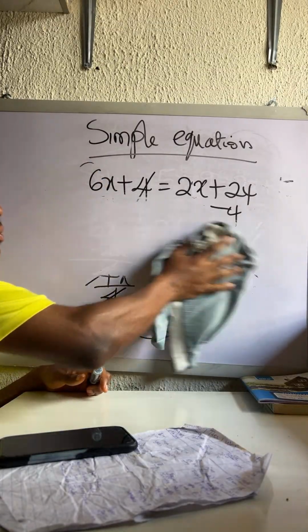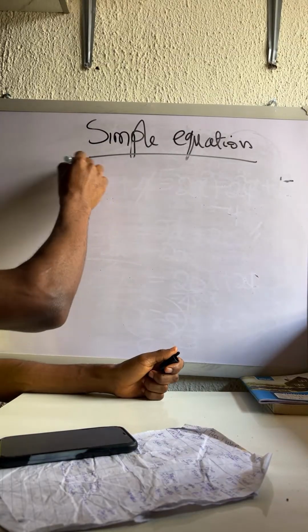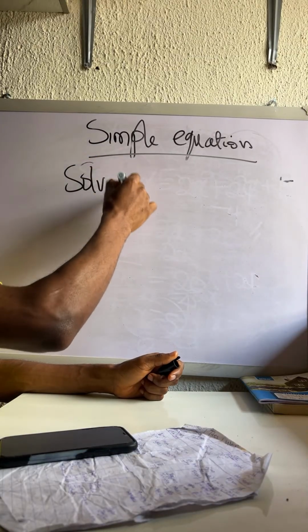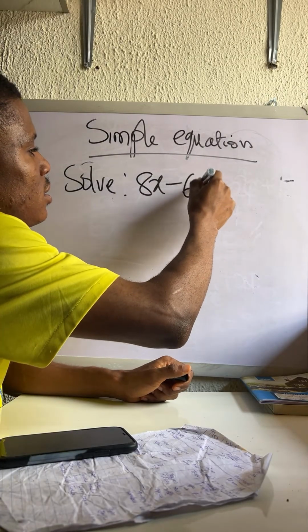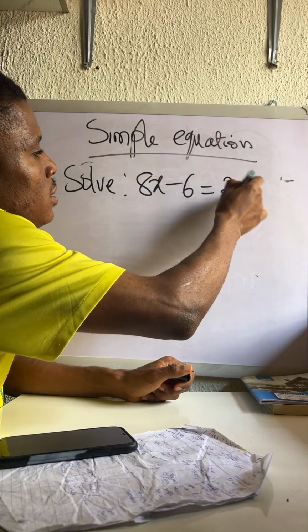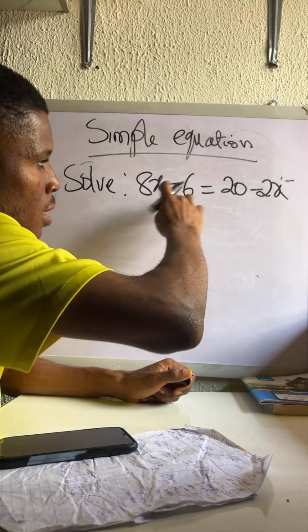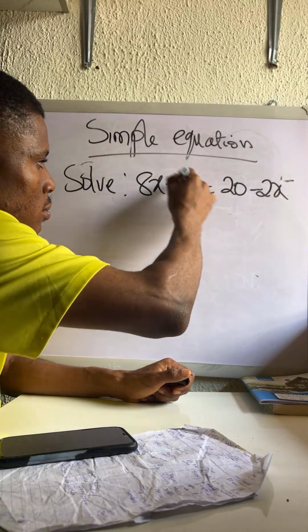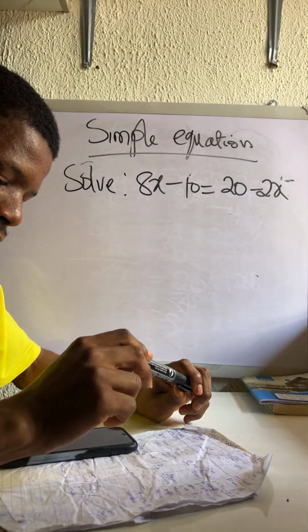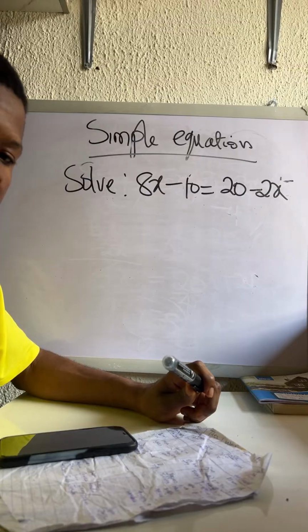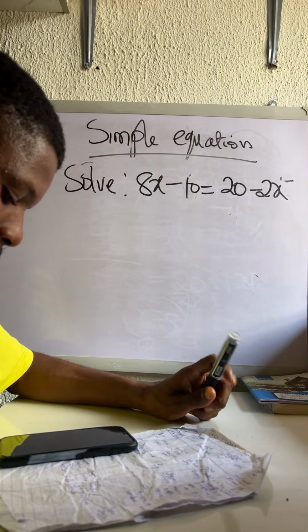Let's look at the next example. We are told to solve 8x minus 6 is equal to 20 minus 2x. So how can we solve this type of problem? It's very, very easy. It is not difficult, just follow a bit, you are going to get it.